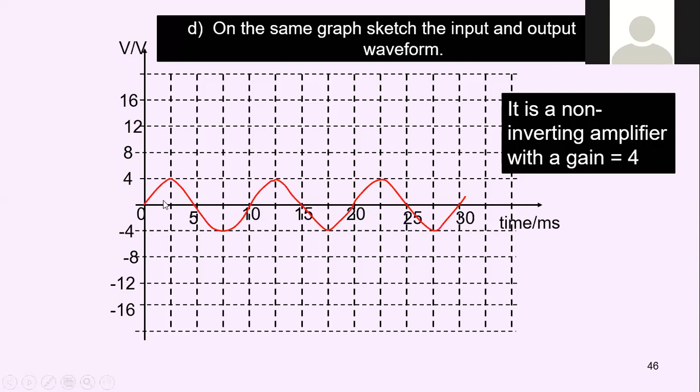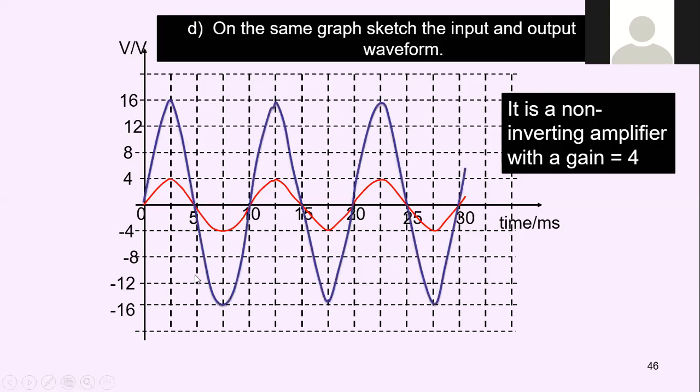And we get the output voltage. The input peak value is 4. It's a non-inverting amplifier, the gain is 4, so remember the output peak is 4 times 4, which is 16. So that's how we should draw 16. Usually we draw it lightly, or as a dotted line.